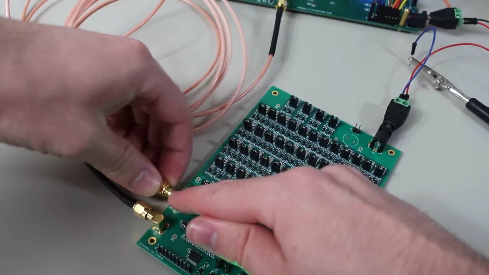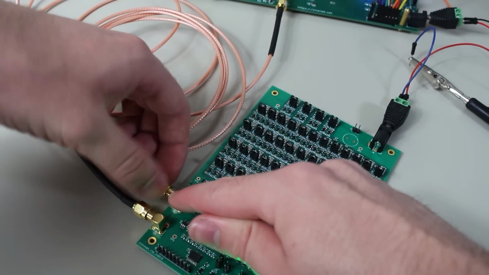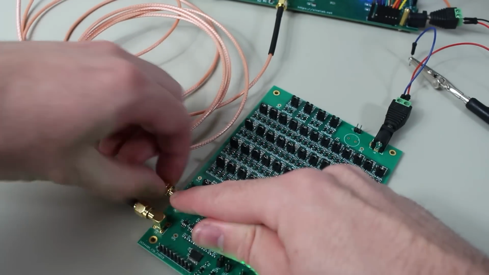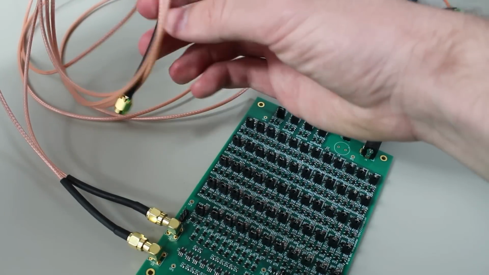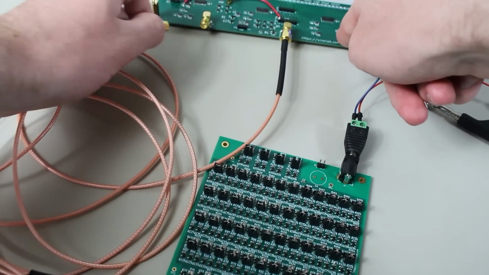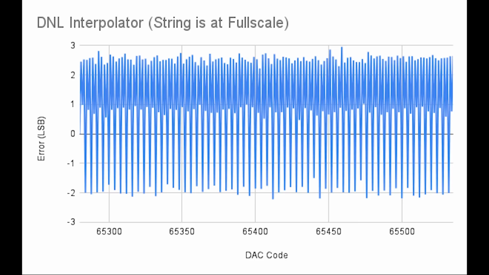Let's get into those linearity measurements. I hooked up the string DAC's V low and V high to the V low and V high inputs on the interpolator circuit. The first thing that I did was set up a constant full scale on the string. I then set my tester to run through all 8 bits of our interpolator. And, well, here's the result. We get this repeating spiky pattern, which unfortunately means that this DAC is not monotonic.